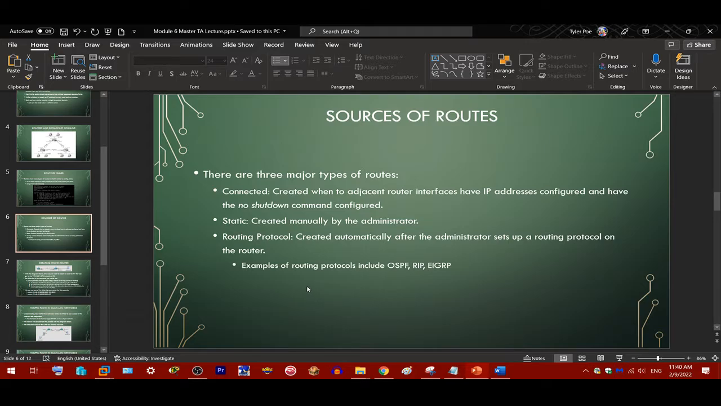But so then we have routing protocols. So that's something we'll be discussing later in this class, but these are created automatically. These routes are actually created automatically by the routers themselves, but you need to set up a routing protocol before that can occur. So we use OSPF in this class, but other routing protocols include RIP and EIGRP. Not used in this class, as I said, but OSPF is.